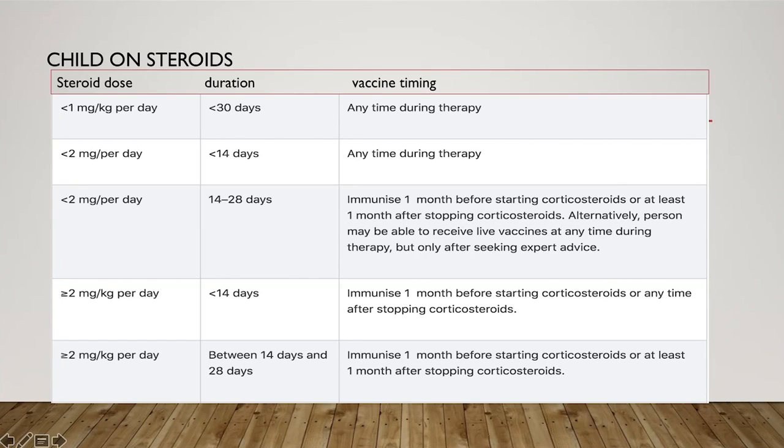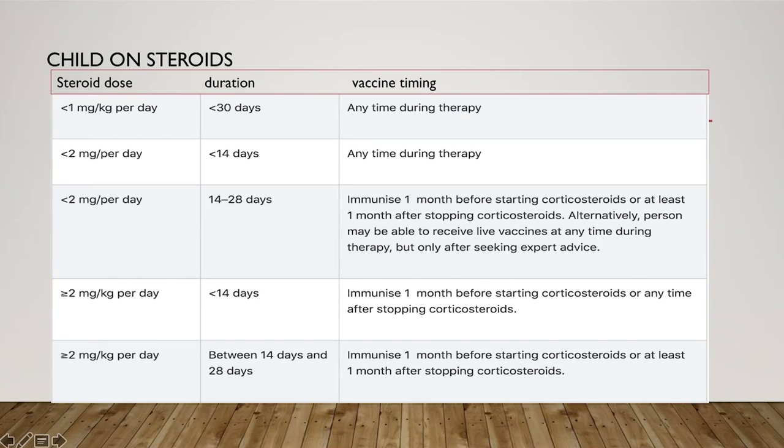If the same dose is given but for more than 14 days, like 14 to 20 days, then you will have to immunize 1 month before starting corticosteroids. It's better if you can immunize before the therapy or at least 1 month after stopping steroids. Right? Alternatively, persons may be able to receive live vaccines at any time during therapy, but only after seeking expert advice. So it's better, rather than vaccinating during this period, either vaccinate 1 month before starting the therapy or 1 month after stopping the therapy.